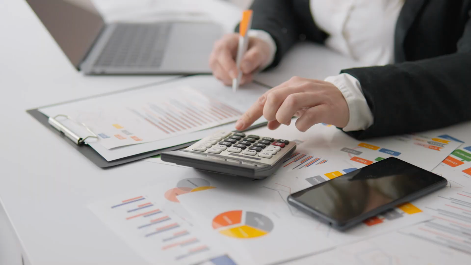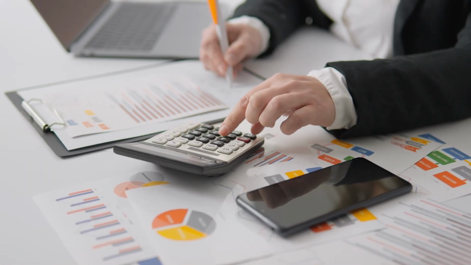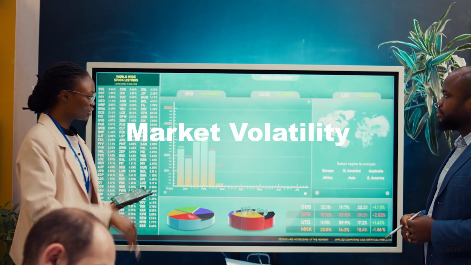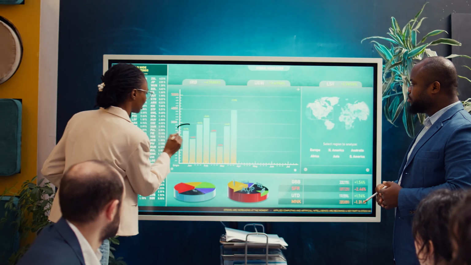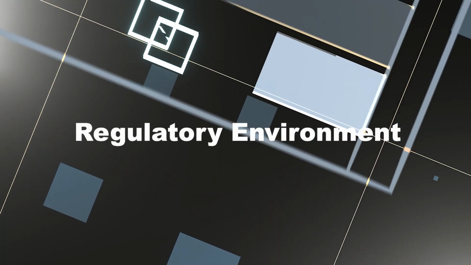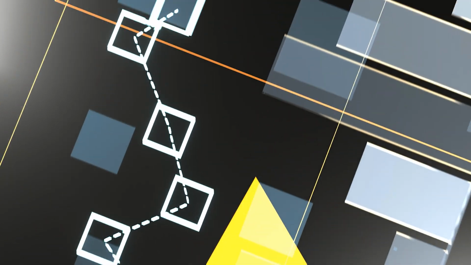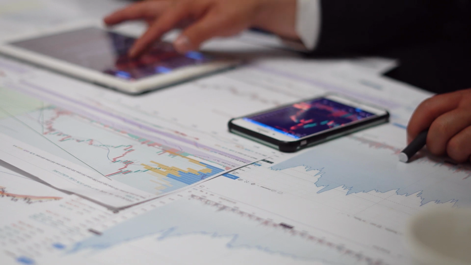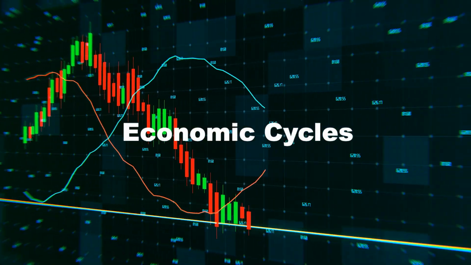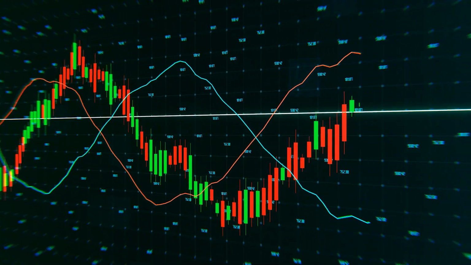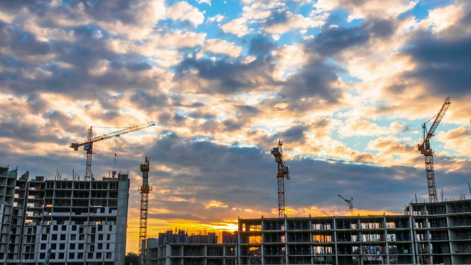Risk assessment. Evaluating and managing risks is crucial. Market volatility. Understand the volatility of the market and be prepared for potential downturns. Regulatory environment. Be aware of local regulations and zoning laws that could affect property use and value. Economic cycles. Recognize that property markets are cyclical and be prepared to hold the investment through different phases of the cycle.